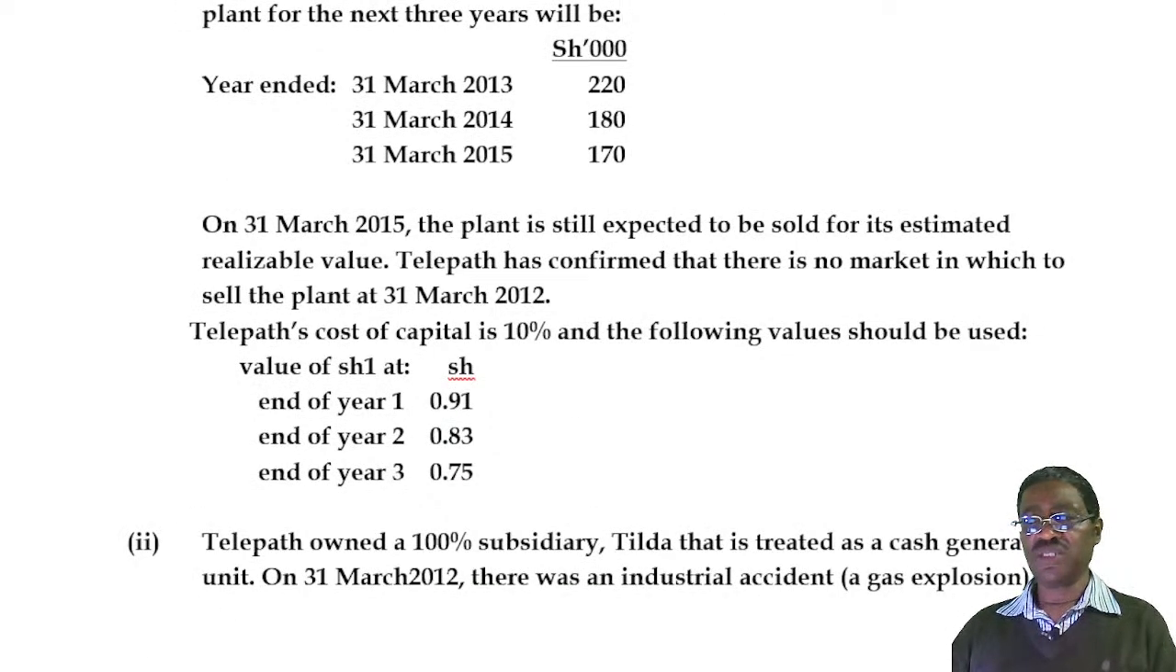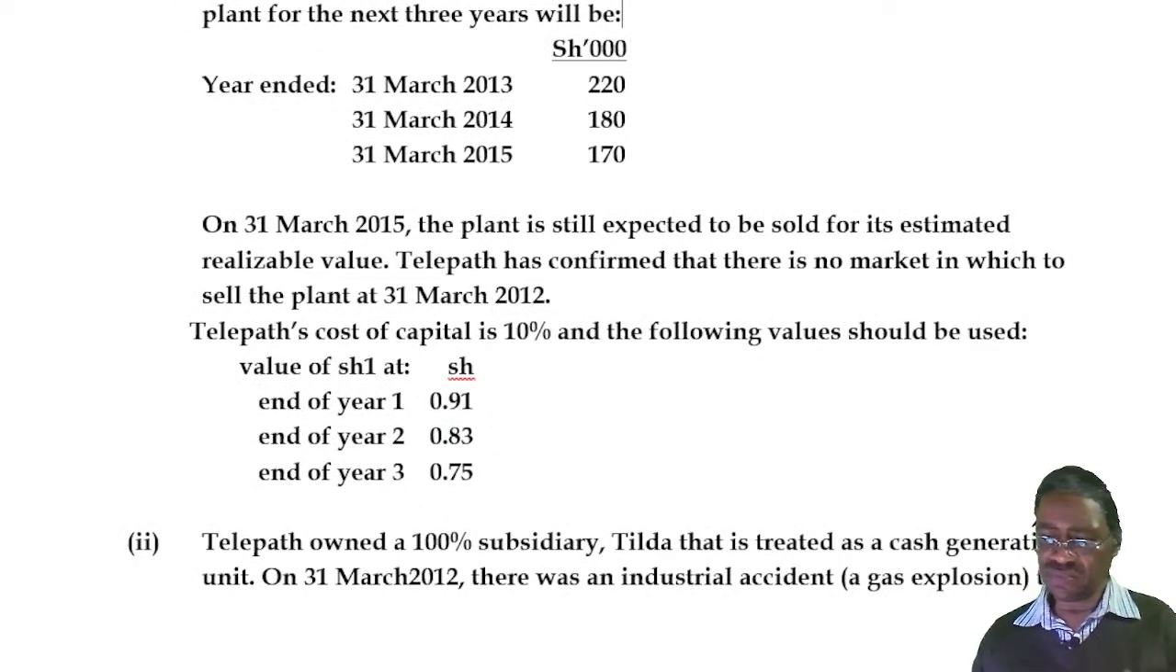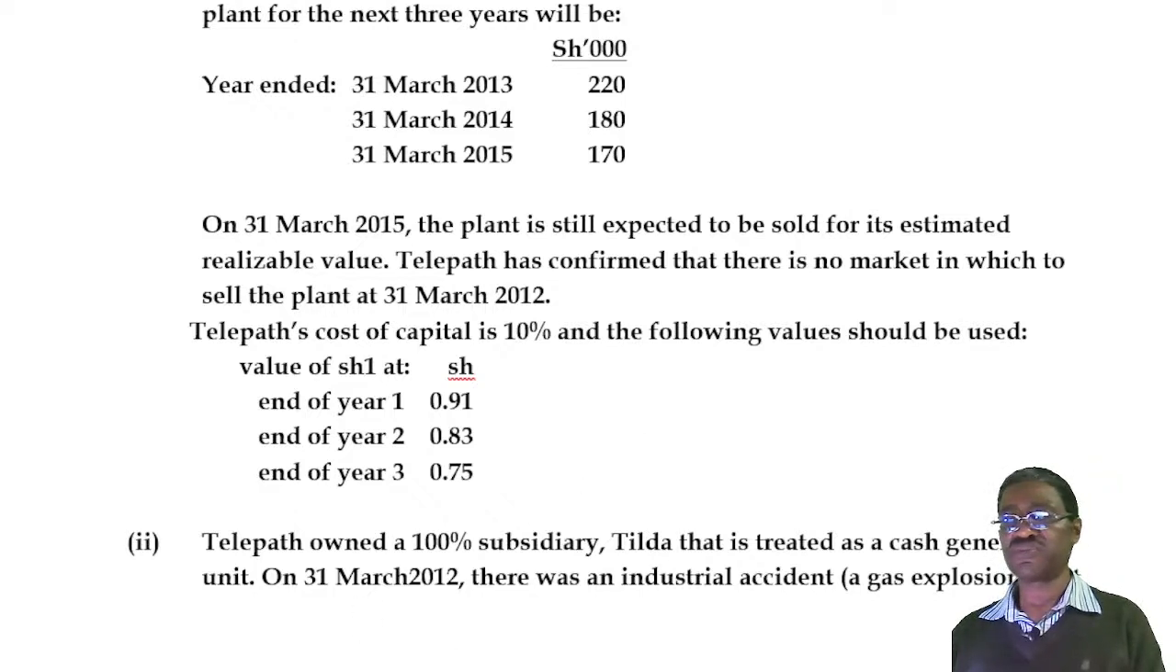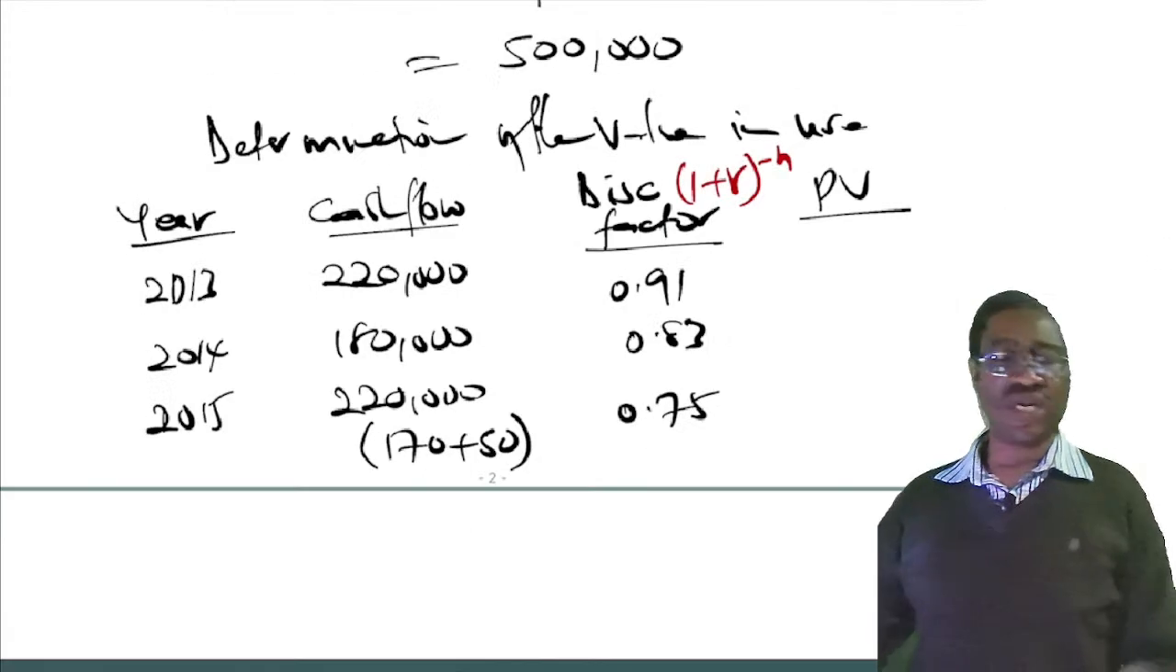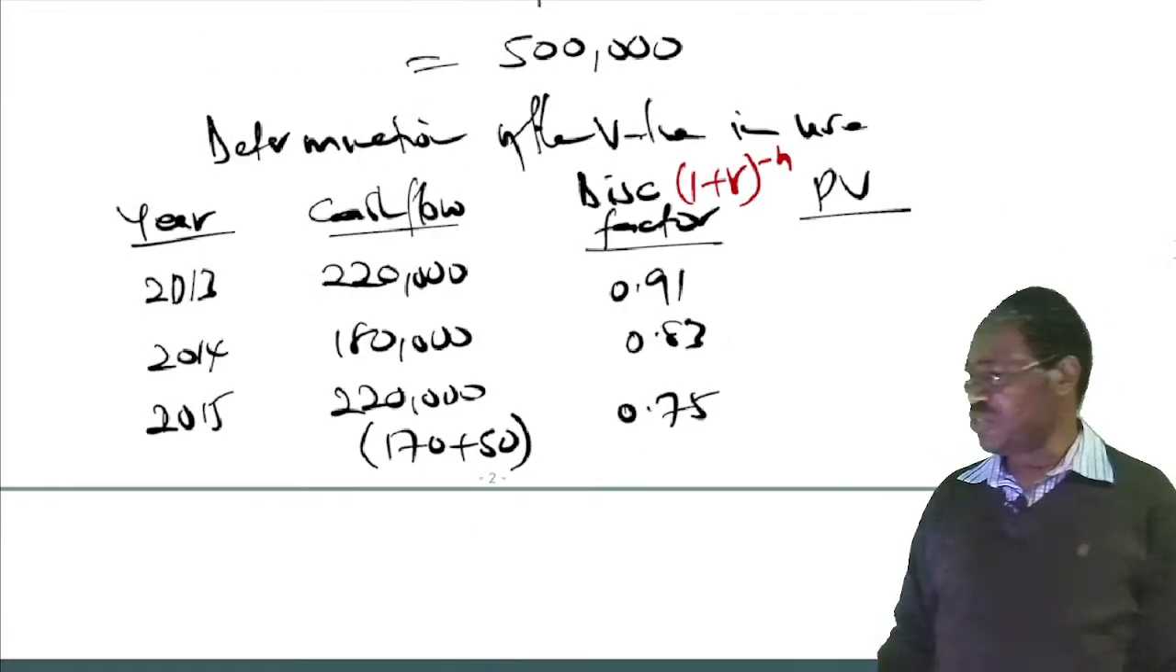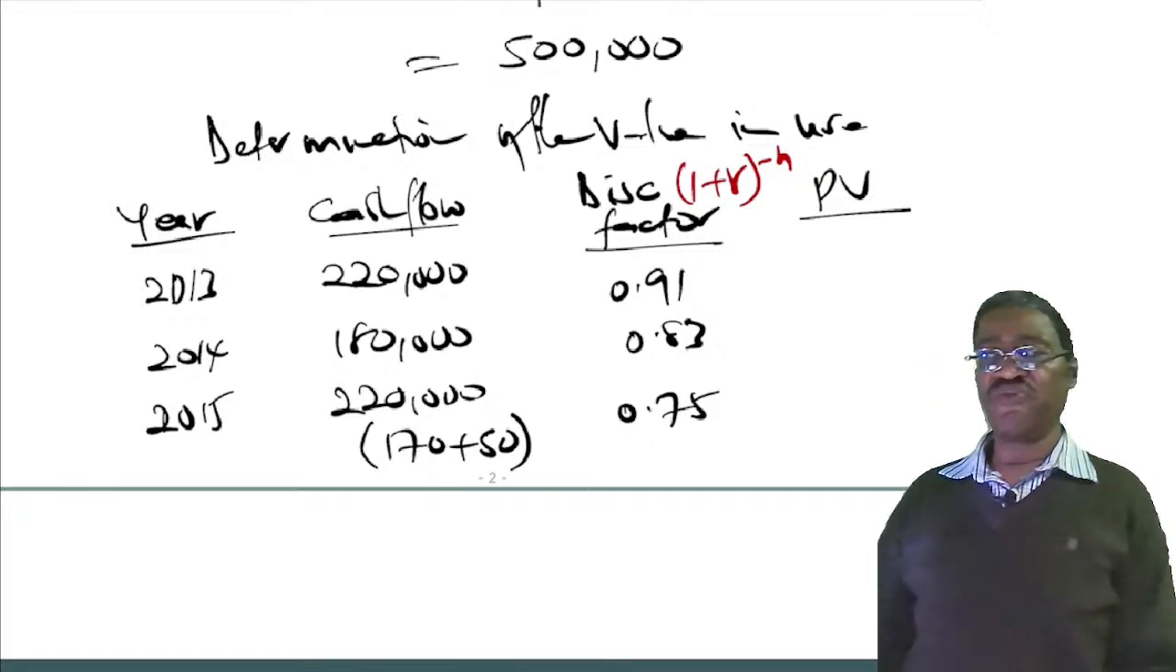Year 1, it is 0.91. Second year is 0.83. Third year, it is 0.75. Good. Let's do the calculations now. What become the present values of these future cash flows?